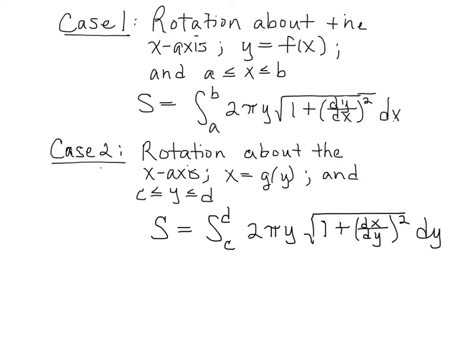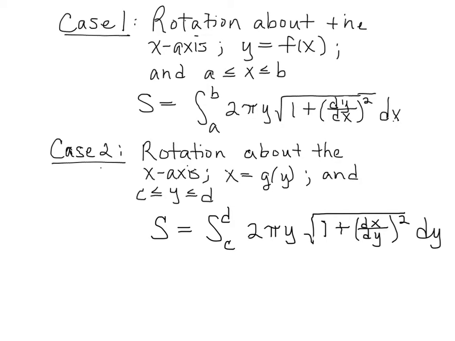First, case 1: for rotation about the x-axis of a function y equals f of x, with x between a and b, the surface area is given by the integral from a to b of 2 pi y times the square root of 1 plus (dy/dx) quantity squared, dx. Note here that we're just taking into consideration the arc length from the previous section.